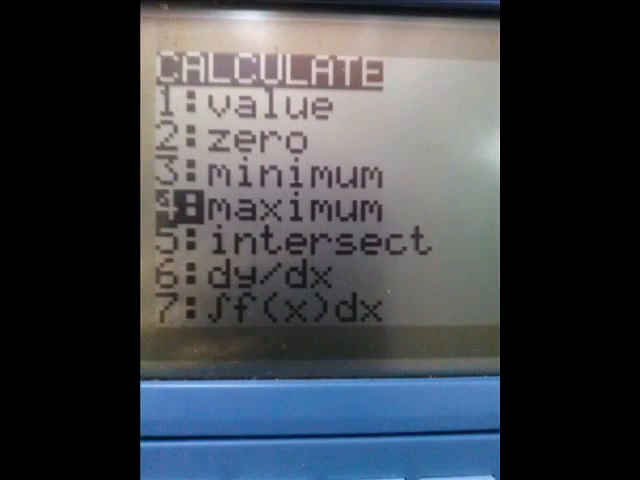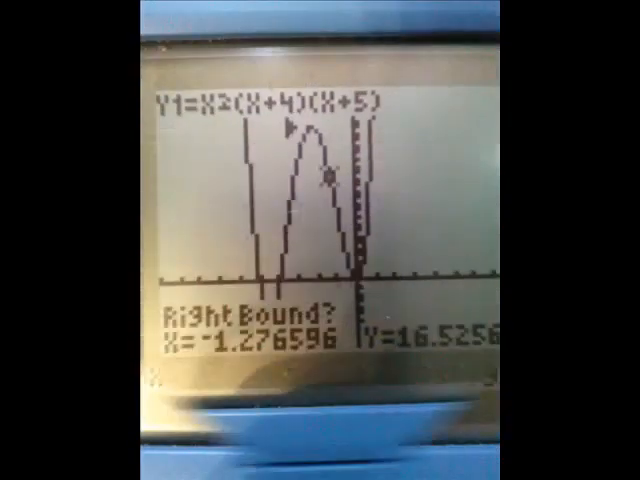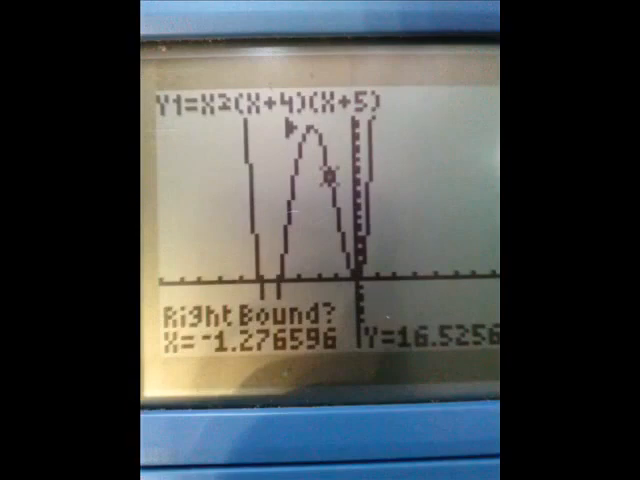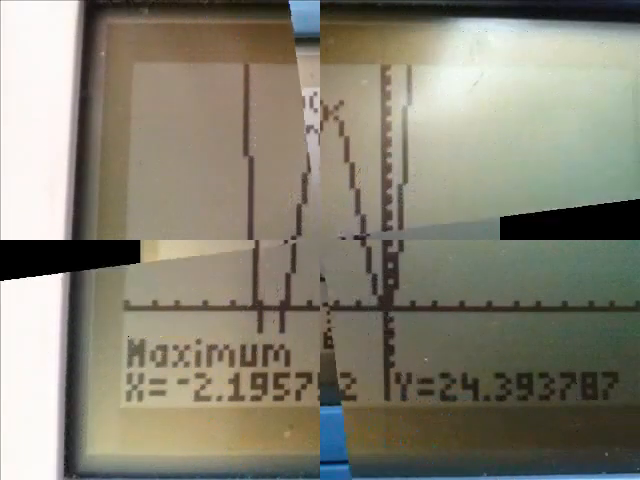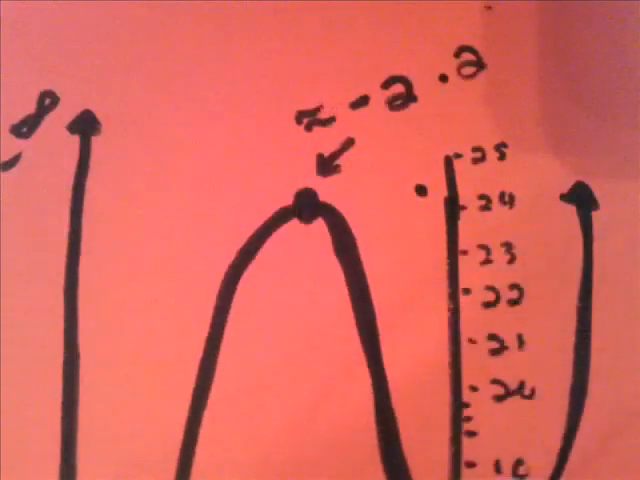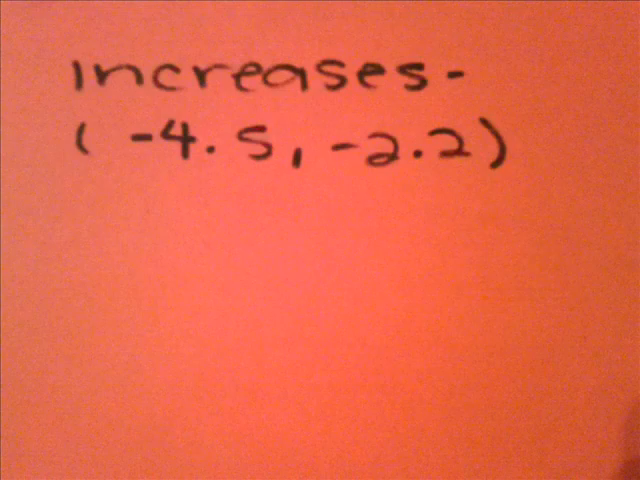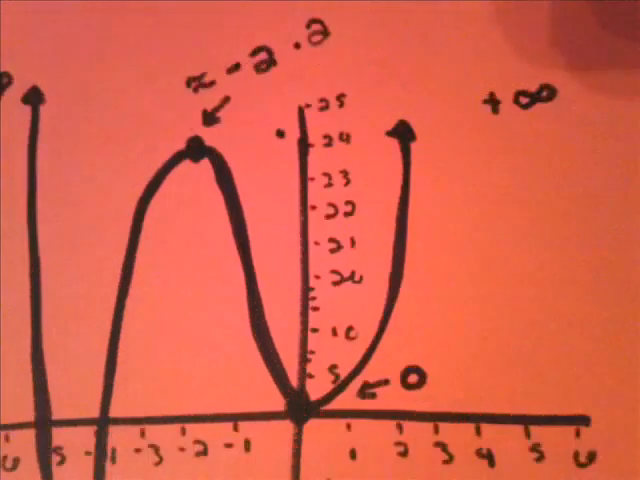Repeat the same process again to find the first increasing point of the graph. You would select the maximum this time. Left bound, enter. Right bound, enter. Guess, enter. And then it will give you your maximum point of -2.19, which could be easily rounded to -2.2. Therefore, it increases from -4.5 to -2.2.